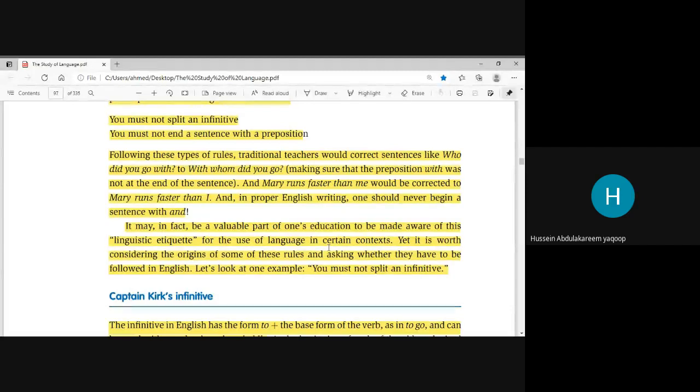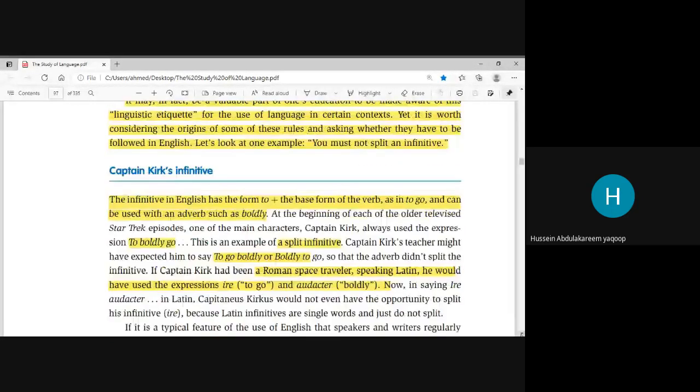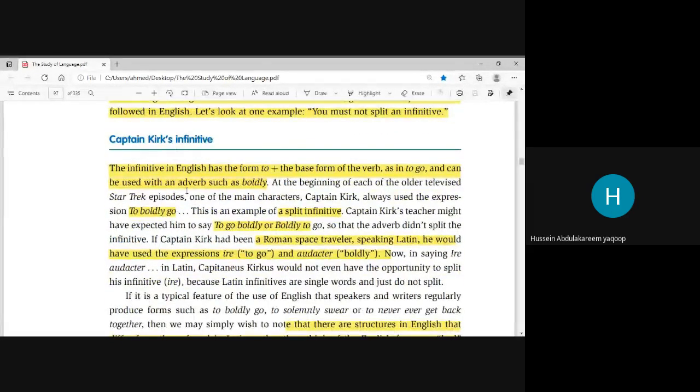What are they? You must not split an infinitive. You must not end a sentence with a preposition. You must not start your sentence with "and," and so on. So all these are the rules. They believe it is okay for grammar. Now, what happened with Captain Kirk? This is an episode.